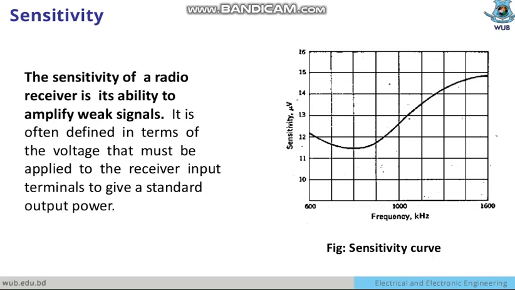That tells us how much frequency enters into the circuit, and for that response, how much output voltage will come out with respect to the input voltage. That is the sensitivity. So the sensitivity of a radio receiver is its ability to amplify weak signals. That means it is a quality measurement of an amplifier, of how weak signals can be amplified. It is often defined in terms of the voltage that might be applied to the receiver input terminals to give a standard output power.